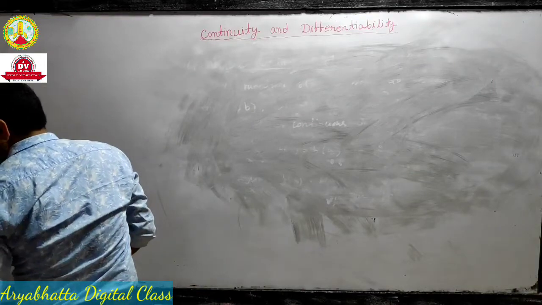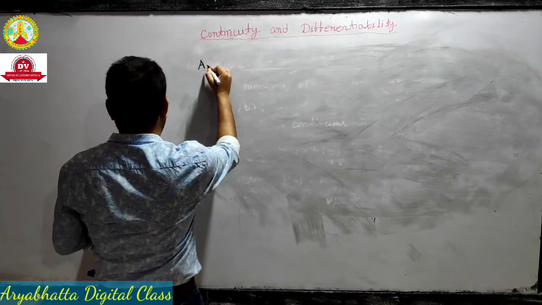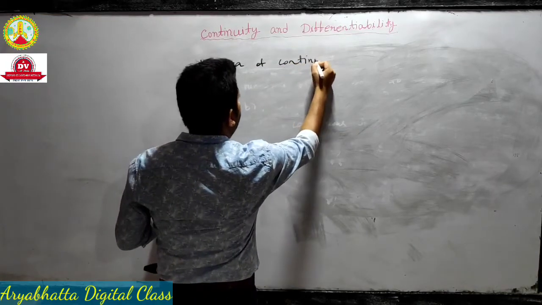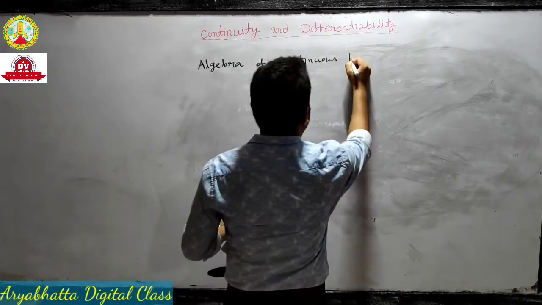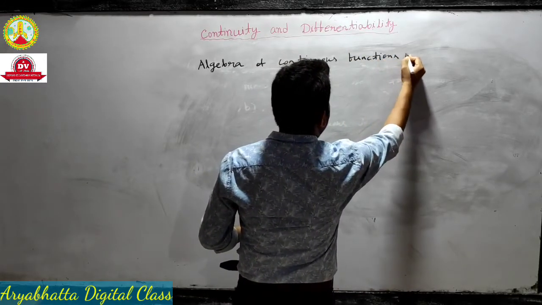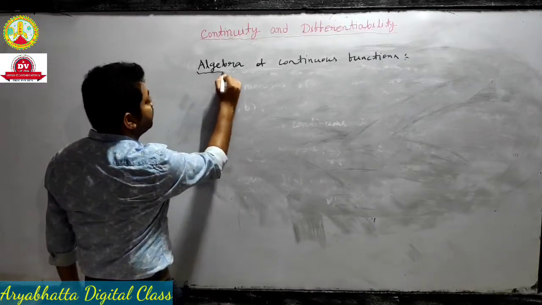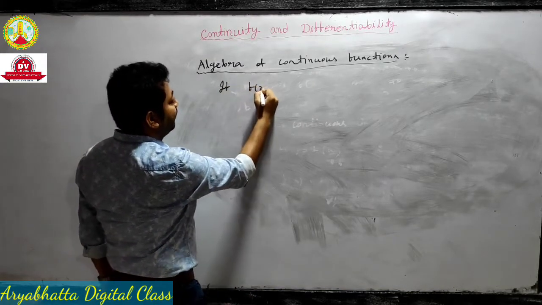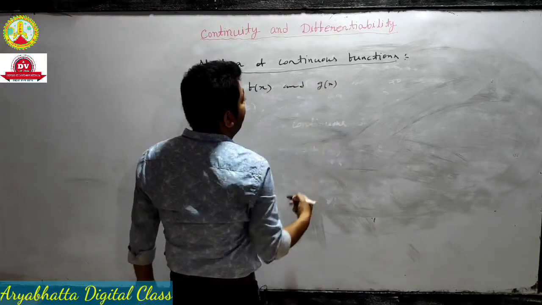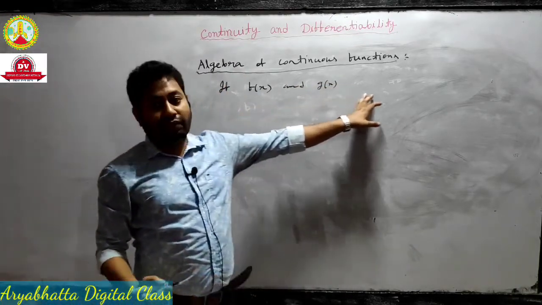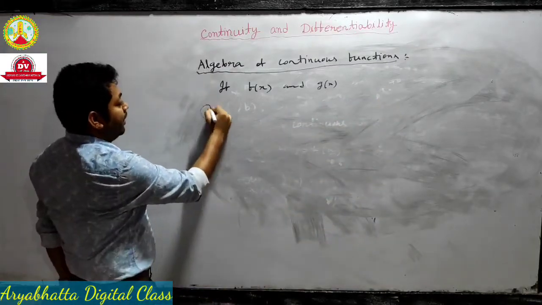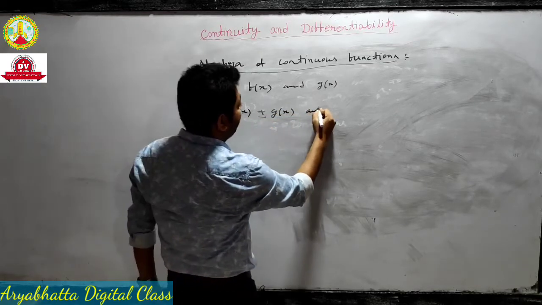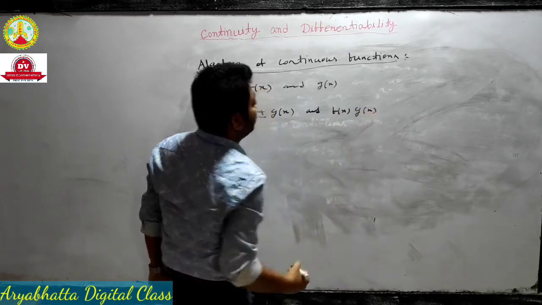Next, algebra of continuous functions. If f of x and g of x are any two continuous functions, then f of x plus g of x, f of x minus g of x and f of x into g of x are also continuous functions.